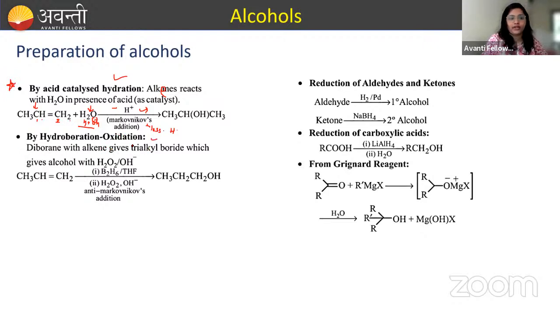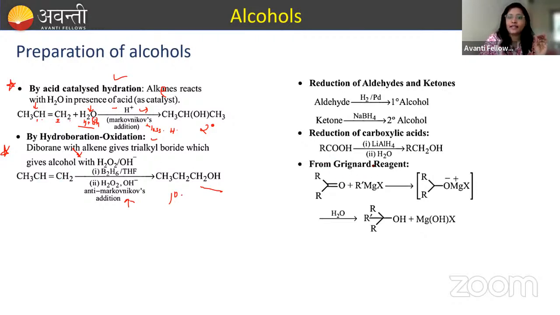Next, hydroboration oxidation. This is again a very, very important reaction. Diborane reacts with the given alkene to give us a trialkyl borane, which undergoes hydrolysis with H2O2 and OH minus ion. Here peroxide is present, and that's why anti-Markovnikov addition takes place and we get the alcohol this way. Here we are getting secondary alcohol, but here we are getting the primary alcohol. This is again a very important reaction in hydrocarbons. We have already learned these reactions in the chemical properties of alkene, right?